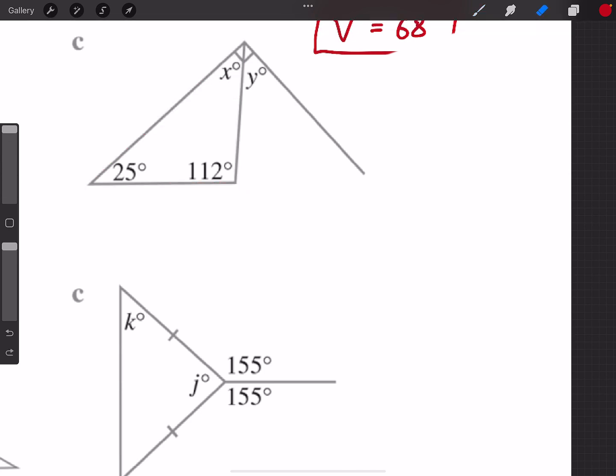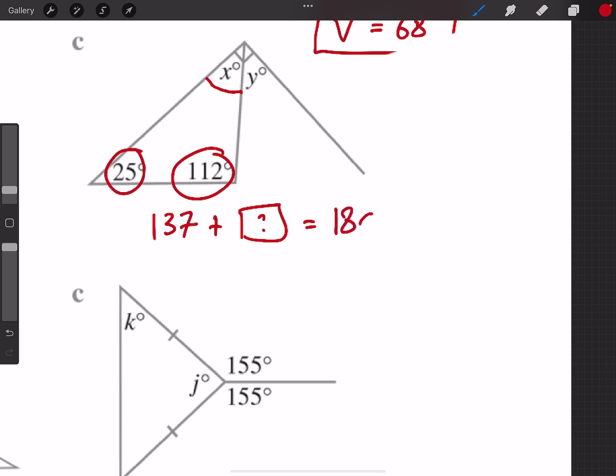So let me see. 25, this number plus this number will give you 137. Now 137 plus the last angle gives me 180. Plus what gives me 180? So 180 take away 137 will give you 42. So x equals 42.